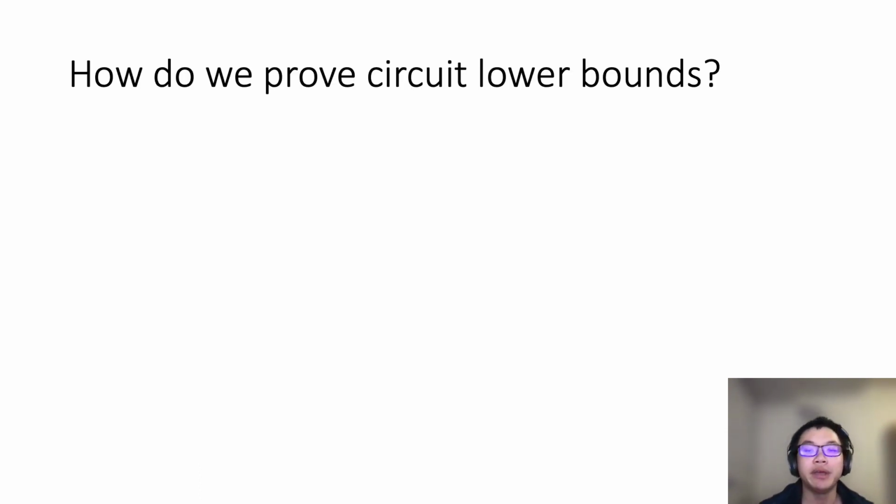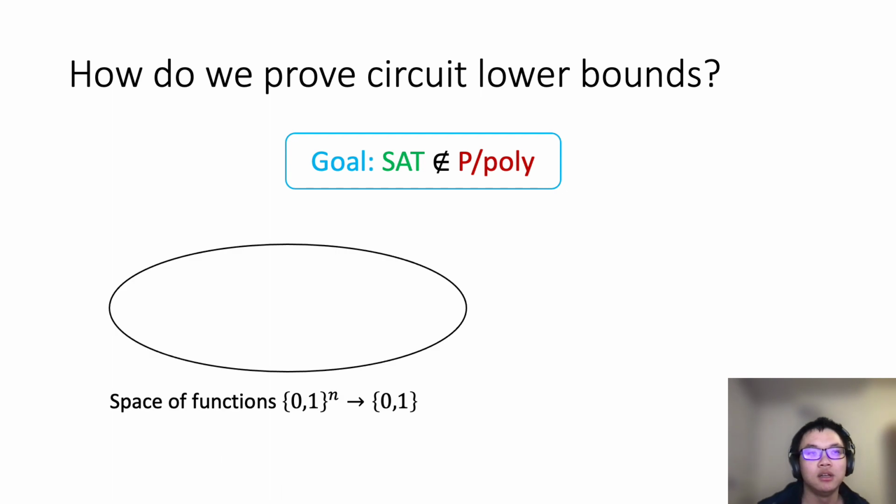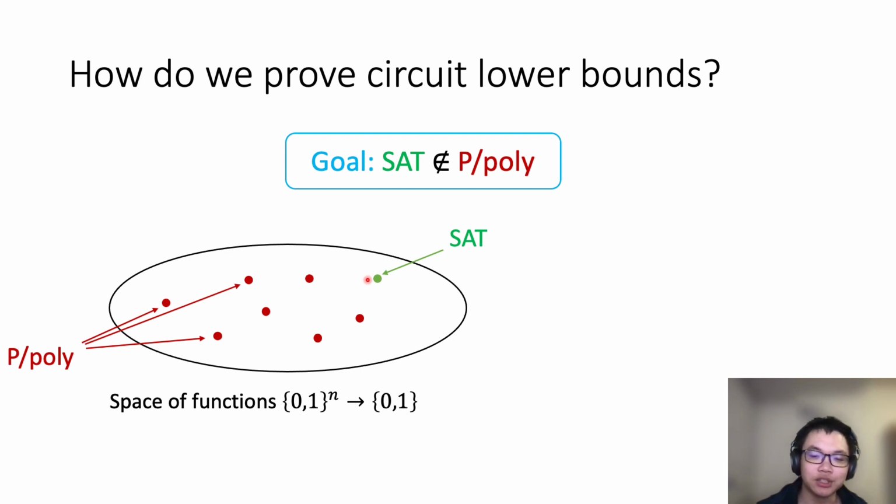Okay, the main question we are curious about in this talk is, how do we prove circuit bounds? Let us take for example that we wish to prove that a language Z does not have polynomial size circuits. How do you do that? Suppose that we have this whole space of functions here, and we have the language Z, which I marked green here, and we have some of the functions in this space computable by polynomial size circuits. I marked these functions red here.